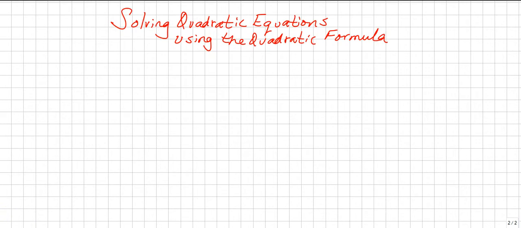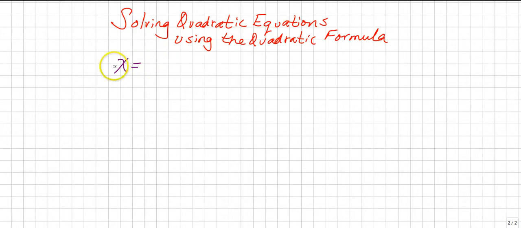Alright, in our last video we took a look at solving quadratic equations by factoring and then by completing the square. Now it's important that you know all the techniques. So this technique, solving quadratic equations using the quadratic formula, is one that will always work on any quadratic equation. That's what's good about it. Now every good math student knows the quadratic formula. If you don't know it, you better learn it.